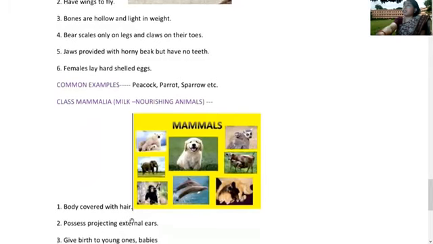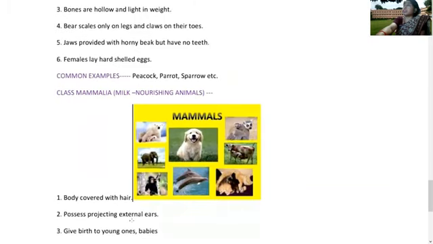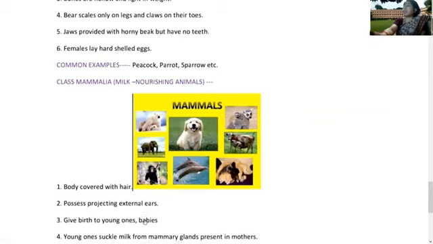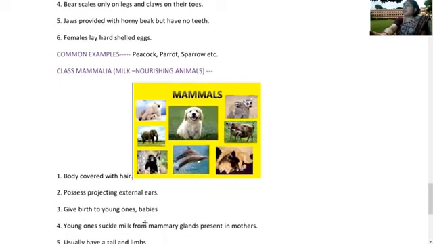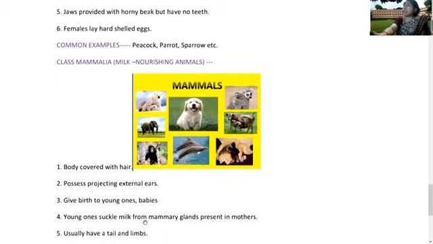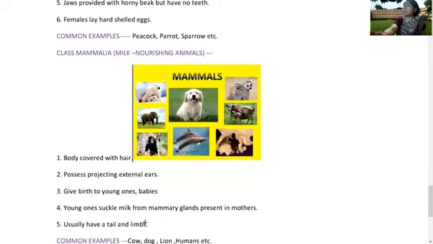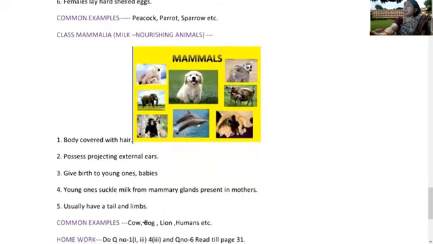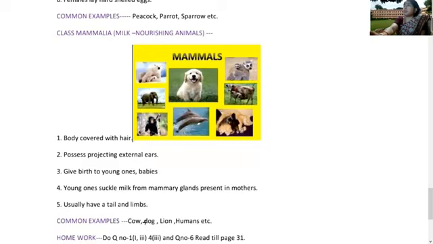The body is covered with hair. That is the first character of the mammalia: the body is covered with hair, and they have a projecting external ear. We have ears, no? This is the projecting ear, which is called pinna. It is an external ear. It has not much function internally. Their main feature is that they give birth to young ones or babies, right? And they have mammary glands with which they can feed their babies, right? And they have tails and limbs. That's the basic character. We can see general examples also, like cow, dog, lion, human. So many examples we can see.